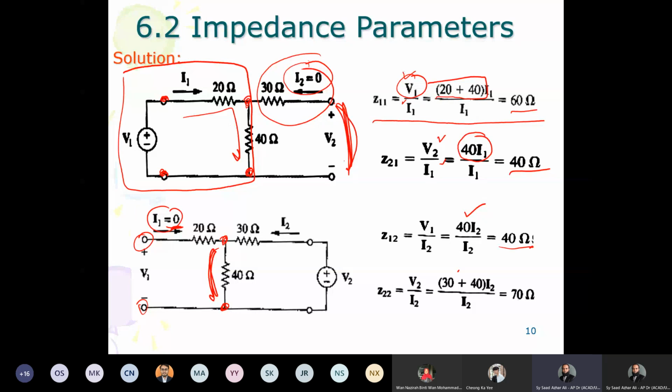And similarly, when we look for V2 over I2, V2 is this voltage. This voltage is all of this, so I2 times 30 plus 40, 70 I2 upon I2, we get 70 ohms.